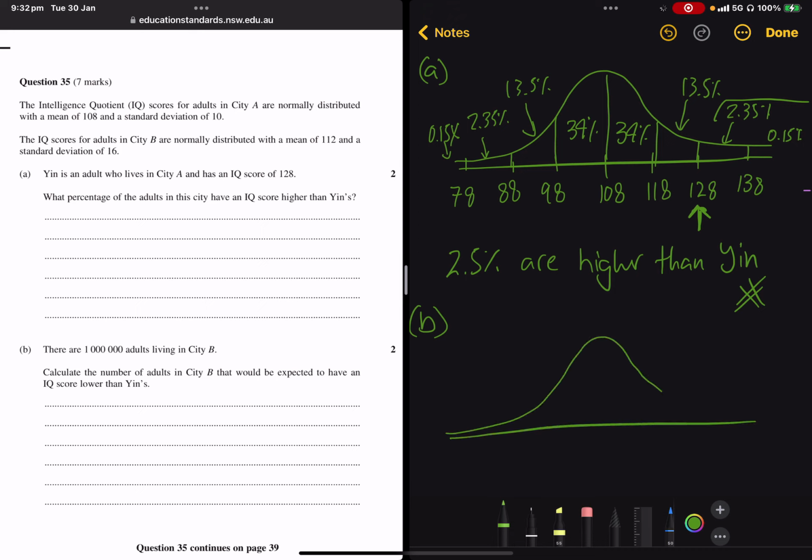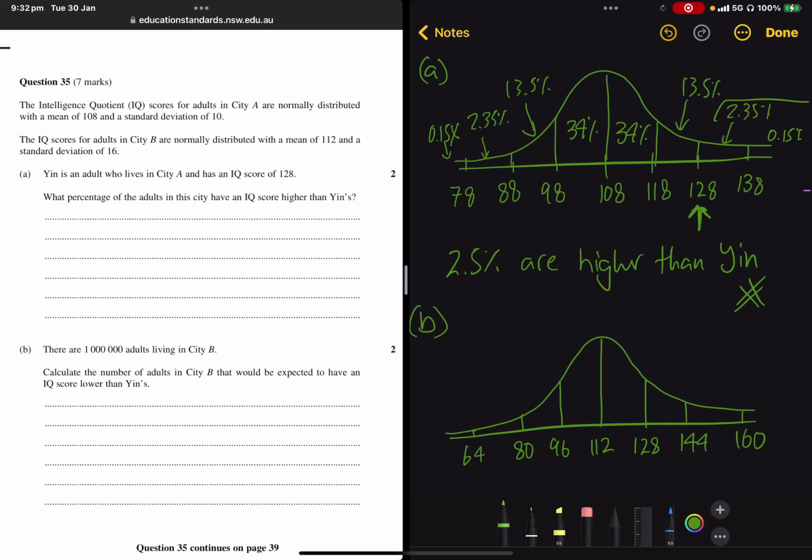So now we need a normal distribution. This time we're drawing it for City B. So we have a mean in the middle, 1 standard down, 1 standard up, 2 standard down, 2 standard up, 3 standard down, 3 standard up. For City B, the mean is 112, and the standard deviation is 16. So 128, add down, we get to 96, then we get to 80, then we get to 64. Up, we get to 144, and then 160.